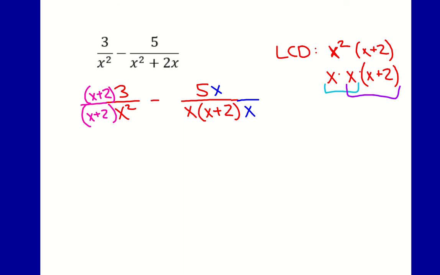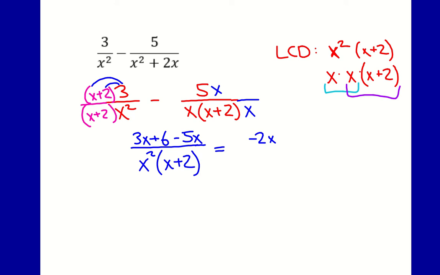Then I can go ahead and distribute on the top and start combining like terms. I can combine these into one fraction. So x squared times x plus 2 is my denominator. And then let's look and see what I have on top. I'll have 3x plus 6 minus 5x on top. And so when I simplify that, that becomes negative 2x plus 6 over x squared times x plus 2. So with this problem, we're done.